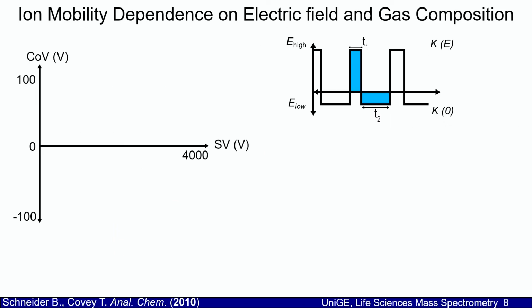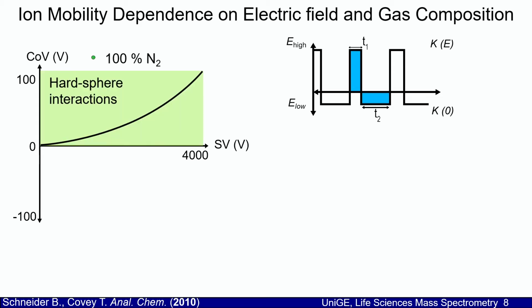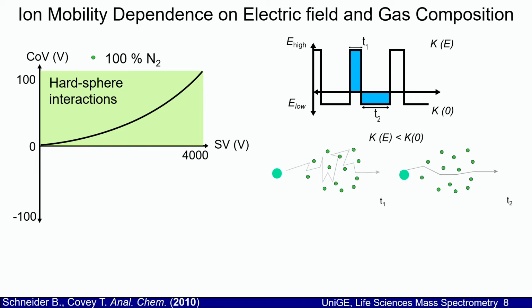Well, there are, in general, two mechanisms that describe ion motion in the DMS. One is hard sphere interaction, which can be described like this. So this is how COV behaves with increasing separation voltage. What you see here is that mobility at low field is smaller than at high field, because upon acceleration the ion will collide with the buffer gas and deflect. So the average path here is much longer than here.